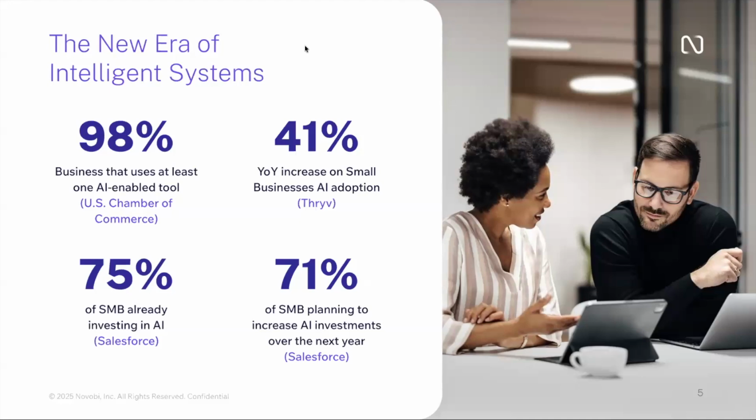And all of this is hardly any news, as you can see from the slides here. 98% of US businesses, knowingly or unknowingly, will use one or more AI-enabled tools. There is a 41% year-over-year increase in conscious AI adoption. Three quarters of SMBs are already investing in AI, and roughly the same amount plan to increase their investment in 2026. So it's pretty clear that AI is really no longer a future opportunity. In fact, I would say this is more like a present mandate.